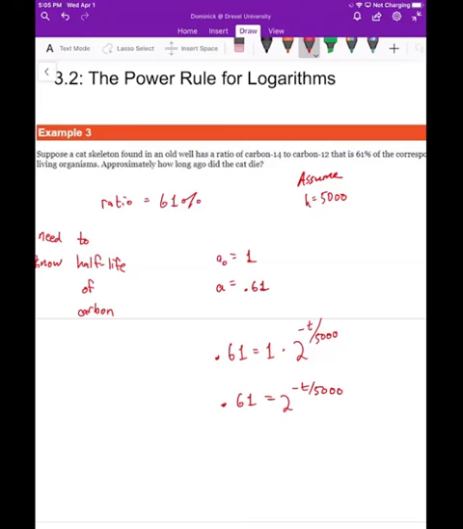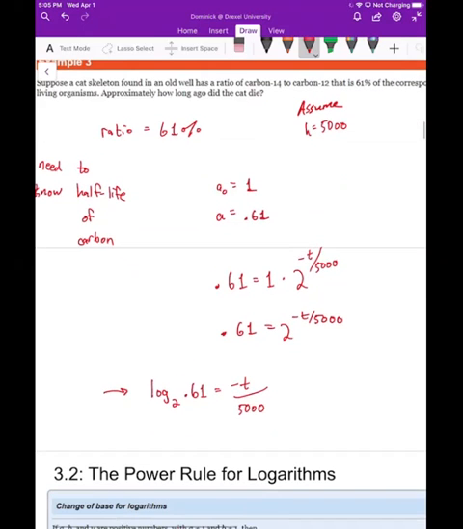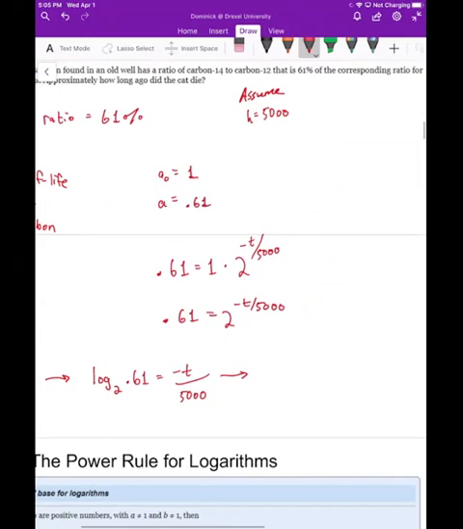Of course, I can convert this to a log equation: log base 2 of 0.61 is equal to negative t over 5,000. Now to get t by itself, all I would need to do is multiply both sides by 5,000, take the log base 2 of 0.61, and then take the negative, and that would give me my t value.